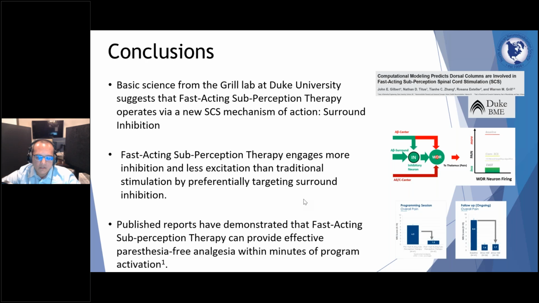So in my clinical experience, if you are trying to cover abdominal and pelvic pain that don't paresthesia map very well, you can turn on the FAST system, see where the pain relief is, and then actually modify where the lead placement is to optimally cover the area of pain. Published reports have demonstrated that fast-acting sub-perception therapy can provide effective paresthesia-free analgesia within minutes of programming. In my experience, it's probably under a minute.